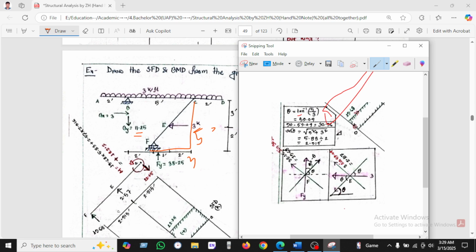So now we will calculate the F point. This is the F point. So in the first diagram we are calculating F1. So we know F1 is 31. The F1 value is given here in upward Fy. But we have to calculate the FC member. This is the FC member.